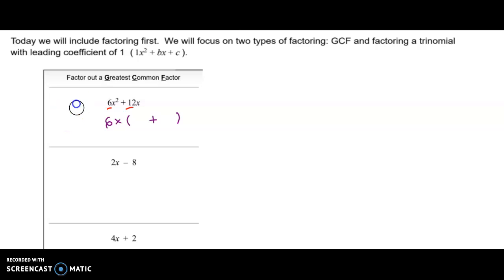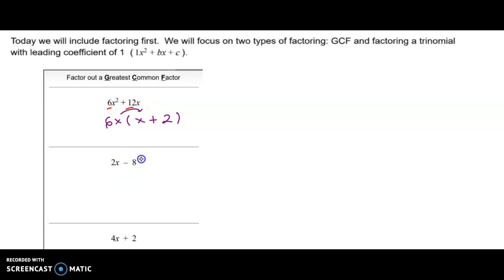I'm going to erase this so there's no confusion. And so 6x, if we were to distribute it back in, 6x times what here is 6x squared? We know that's got to be an x, right? Because 6x times x is 6x squared. And then 6x times what over here gives 12x? That's got to be 2, right? So this is the factored version of this binomial, all right?